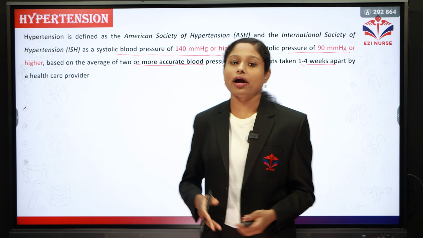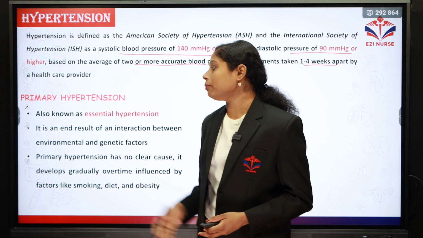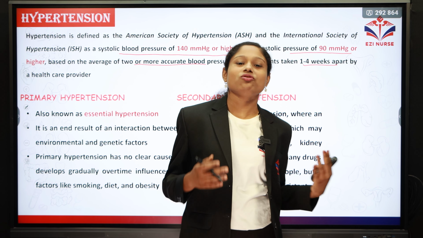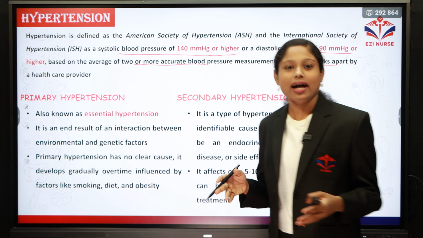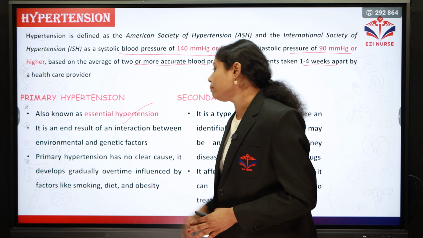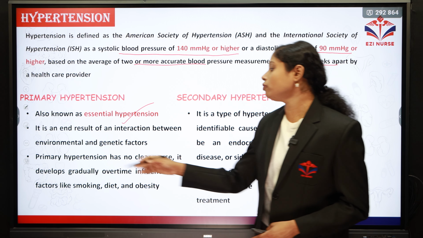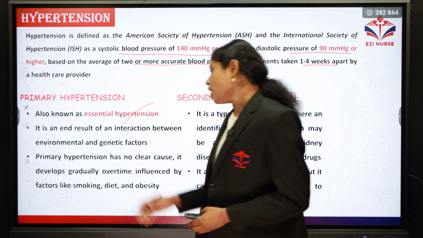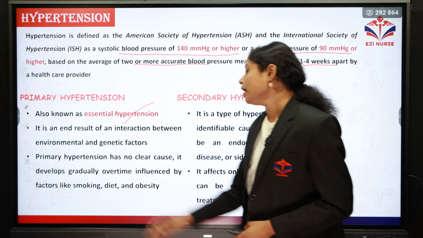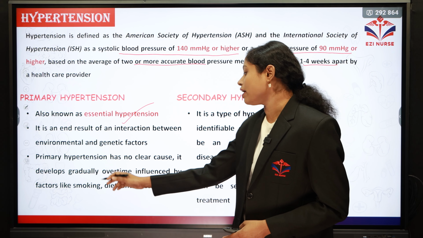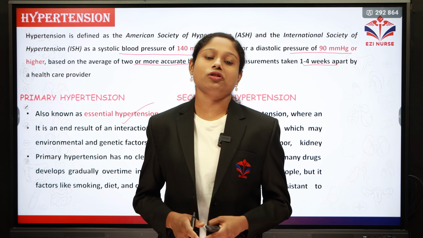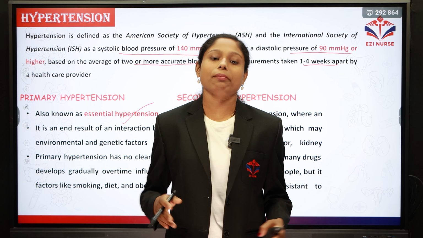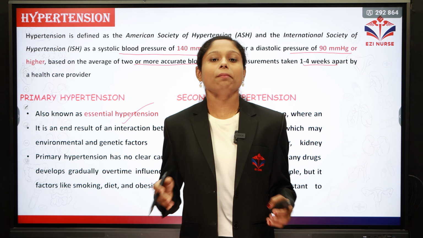Now, we will see the types of hypertension. It is divided into 2 categories, primary hypertension as well as secondary hypertension. So, let's see what is primary hypertension. It's also known as essential hypertension. It's an end result of an interaction between environmental and genetic factors. So, it is mainly due to environmental and genetic factors, and primary hypertension has no clear cause. It develops gradually over time, influenced by factors like smoking, diet and obesity. So, it's mainly due to that person's obesity, smoking and unbalanced diet. These are the main causes of primary hypertension.